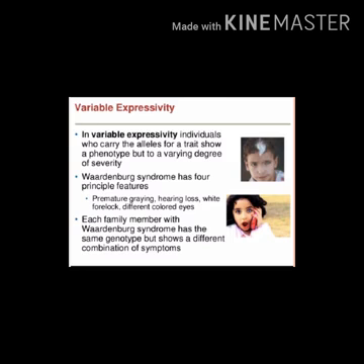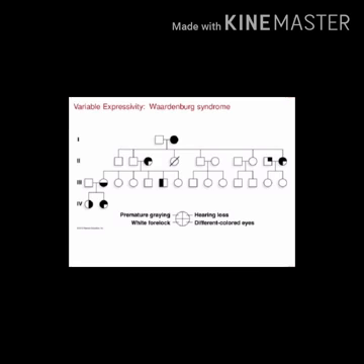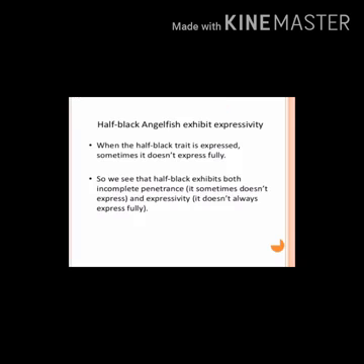For example, Waardenburg syndrome has 4 principal features: premature graying, hearing loss, white forelock, and differently colored eyes. Each family member with this syndrome has the same genotype but shows different combinations of symptoms. Waardenburg syndrome shows variable expressivity. Some show premature graying while others do not show this character. Similarly, half-black angelfish also show incomplete penetrance and expressivity.